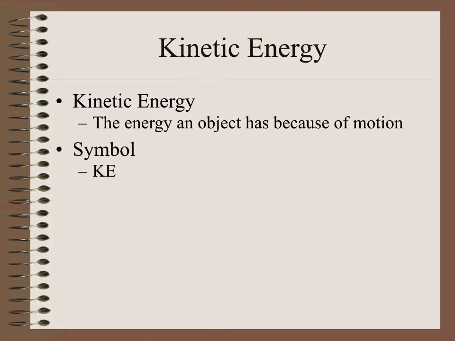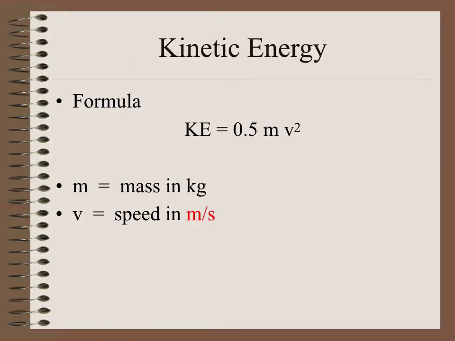The symbol that we will use for kinetic energy is a capital K, capital E, and the unit, as we said in the previous lesson, for all energy will always be joules. The formula says that kinetic energy is a half, or 0.5, times the mass of the object in kilograms times its speed squared.